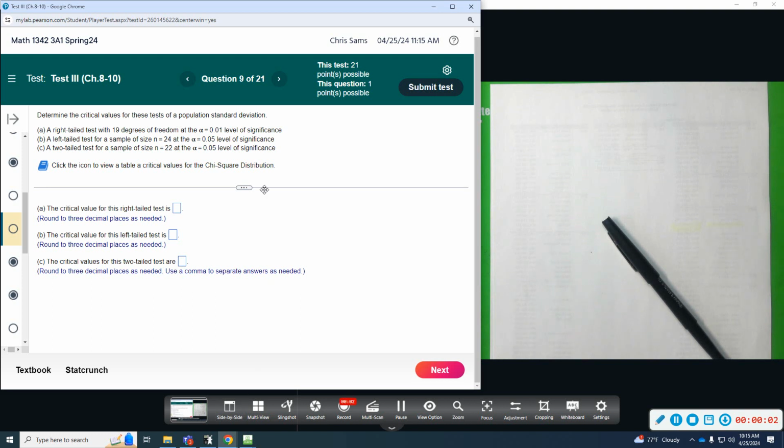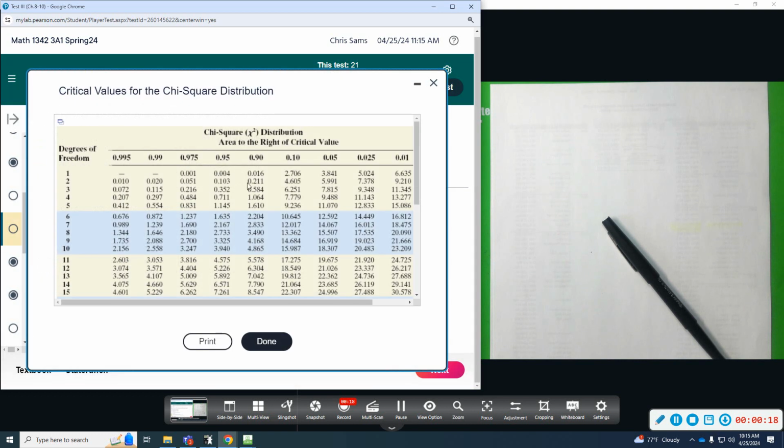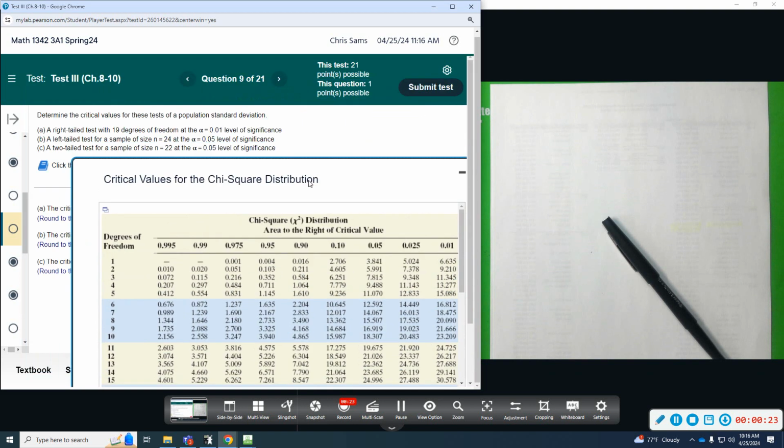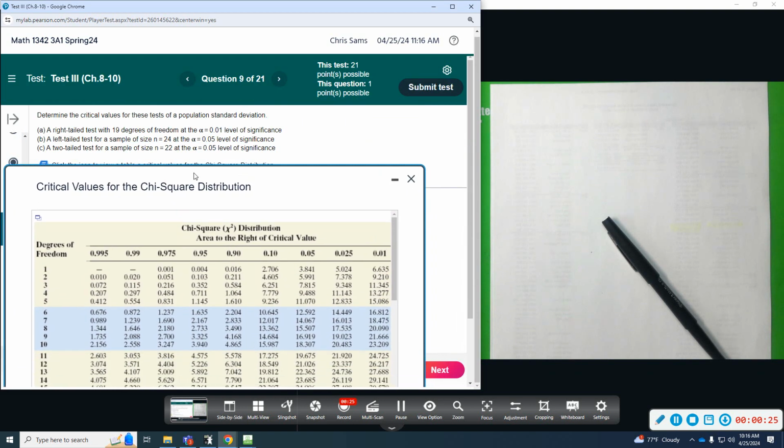All right, number 9, we want to determine the critical value for these tests of a population standard deviation. So we're just going to use a right-tailed test, 19 degrees of freedom, alpha 0.01. So we're going to use this table. This is a chi-square table. This is telling you the area in the right, which is what we want. Right-tailed test, and it's giving you the area to the right.